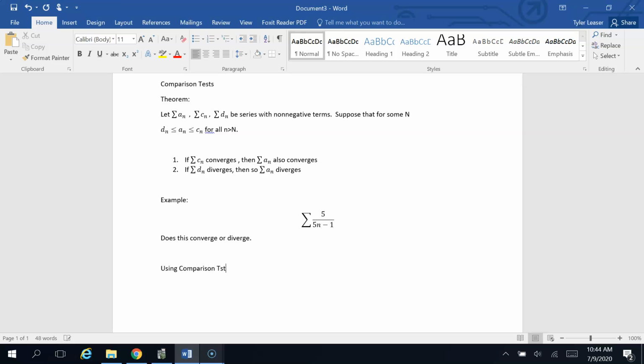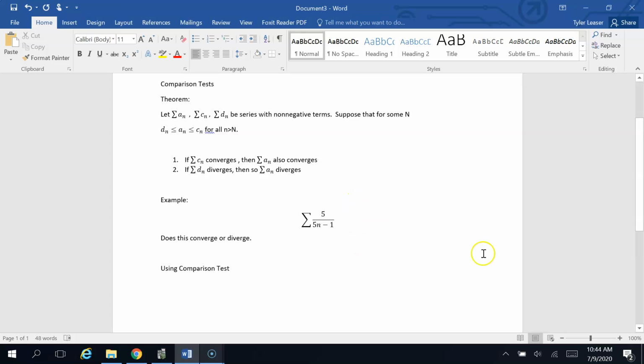When you're using the comparison test, what you want to do is find another series where the sequence values are always bigger than this after a certain location or always smaller than this, something that you know either diverges or converges. That is why this comparison test is kind of difficult, because unless you have one in mind, it can be a little bit hard.